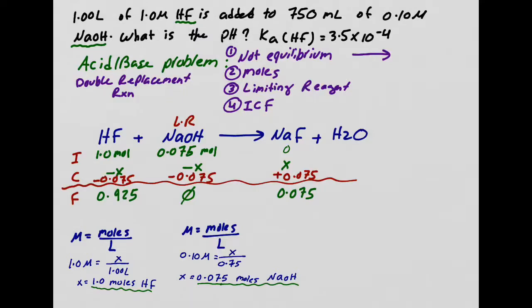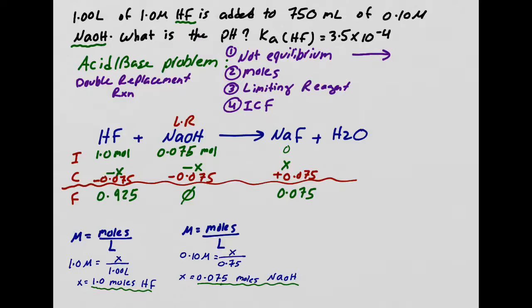So I need to figure out the moles and I put the moles over here. Then I figure out what's the limiting reagent. I have much less sodium hydroxide than hydrofluoric acid, so I will run out of that. My limiting reagent would be the sodium hydroxide because I'm going to run out of it, but I have hydrofluoric acid left over. So when you do this, you can figure out the initial, the change, and the final. And the limiting reagent is always going to be gone. So far, so good?